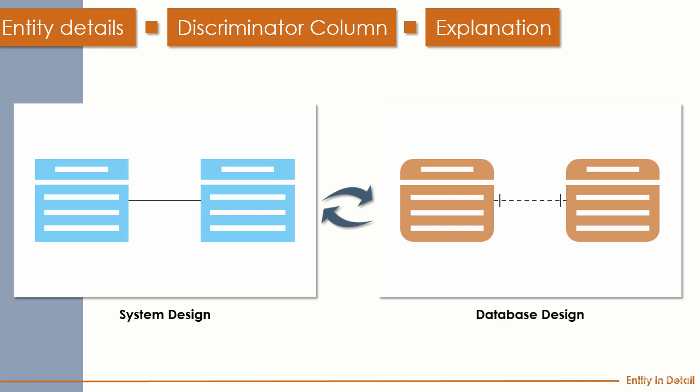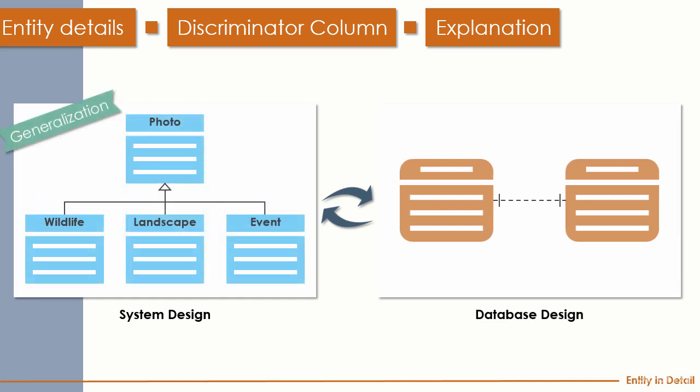The discriminator column is used to solve one problem. When you're doing the class, when you're drawing the class diagram, you define the class hierarchy. You can use generalization to specify the superclass and subclass.